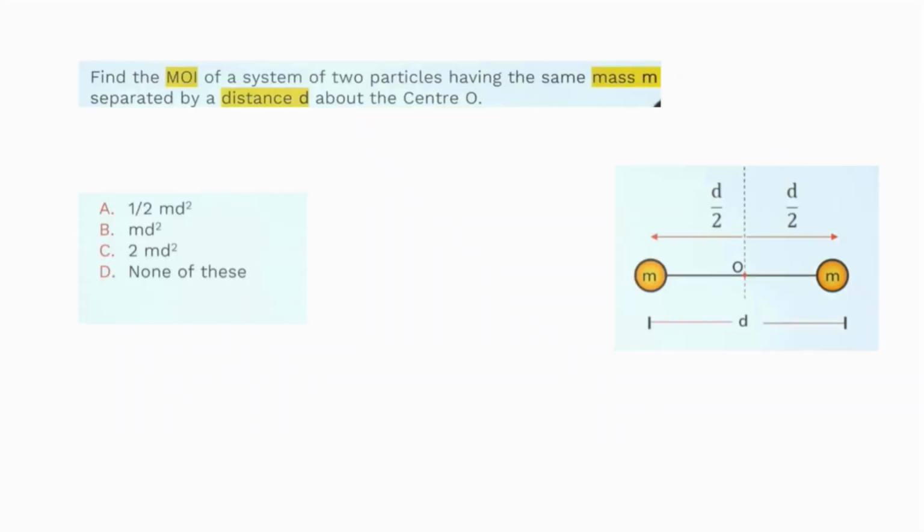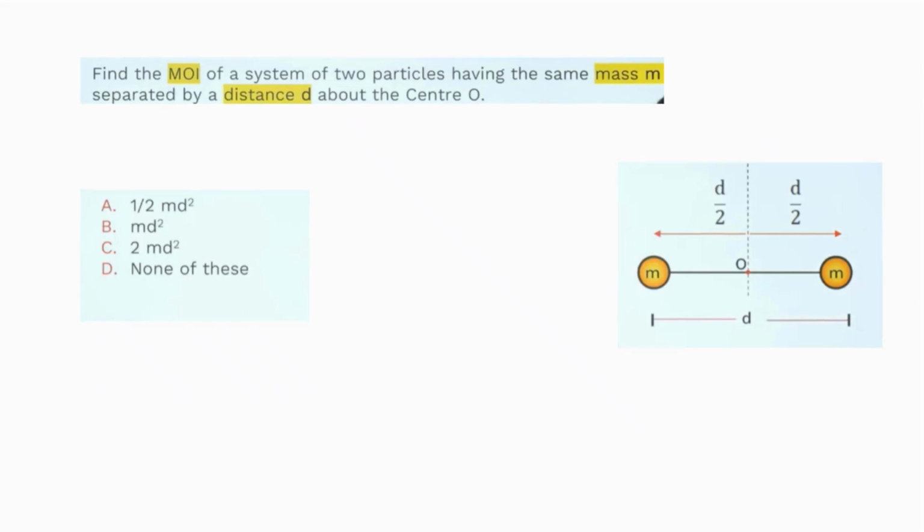I want you to calculate the MOI of this body which has two masses at distance d by 2. So I can write the total moment of inertia as m into d by 2 the whole square plus m into d by 2 the whole square. So m into d square by 4 into 2.